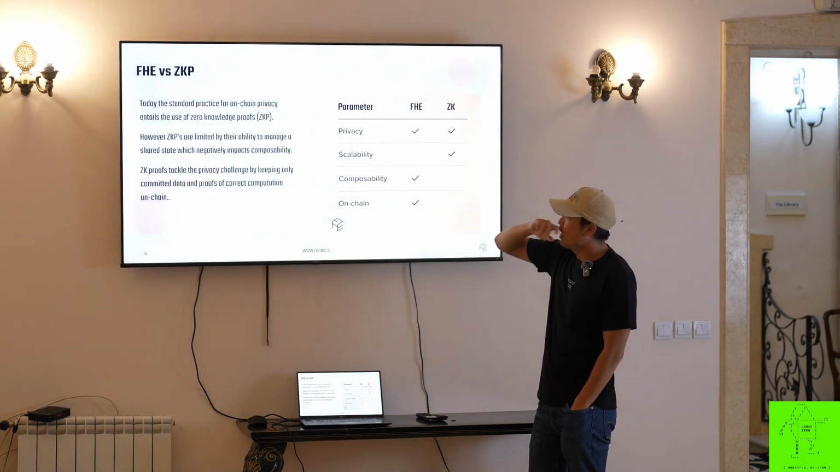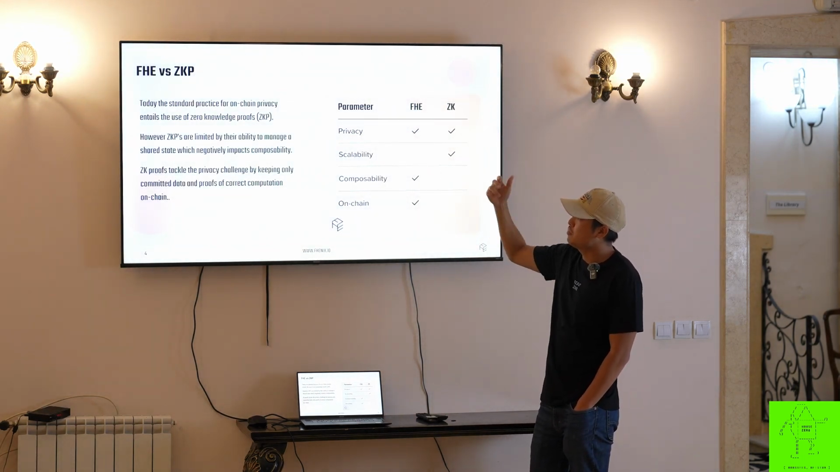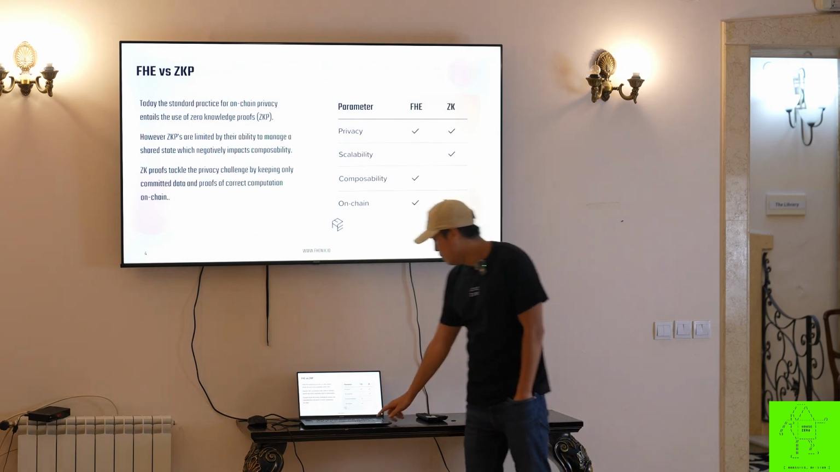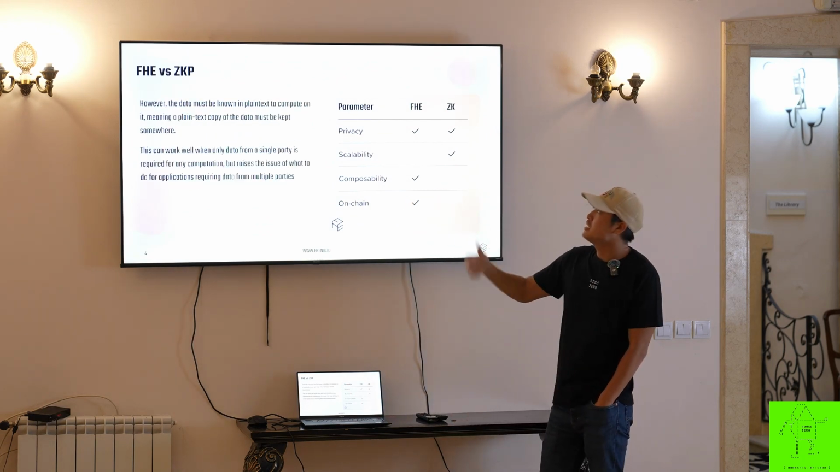Because at the end of the day, ZK proofs tackle the privacy problem by keeping the committed data of the proofs on chain of the correct computation. But this data has to be known in plain text.